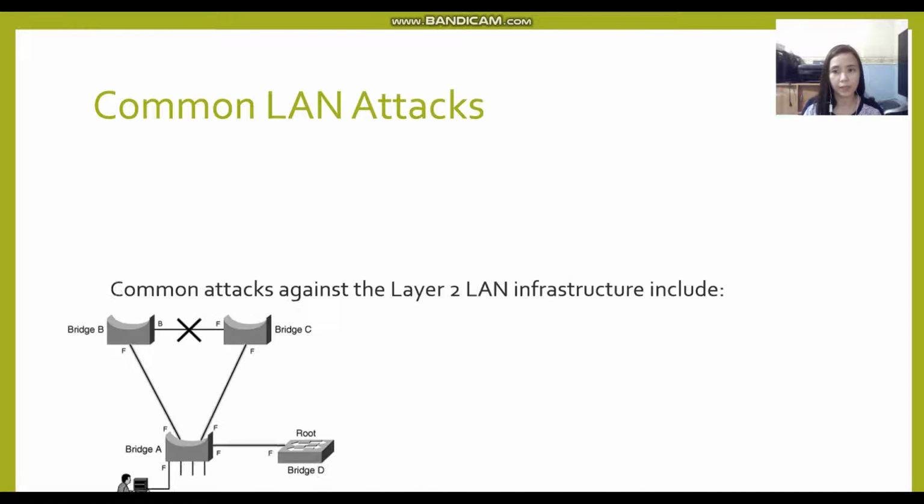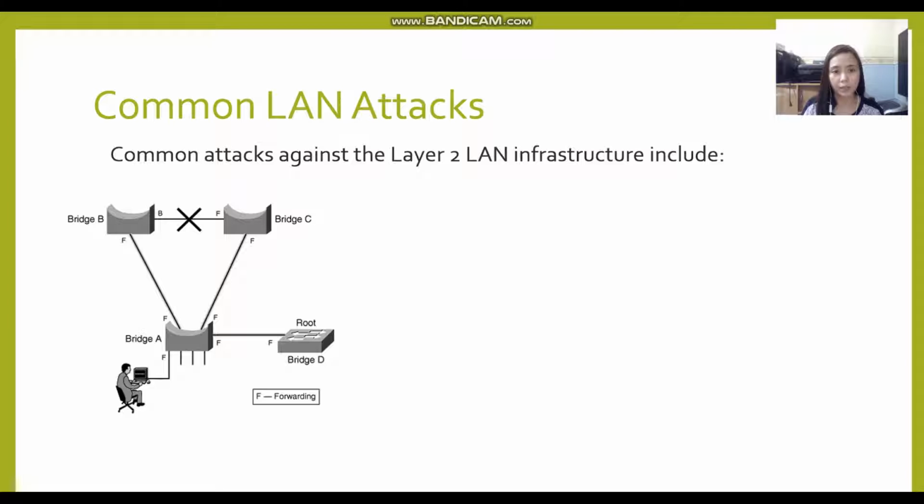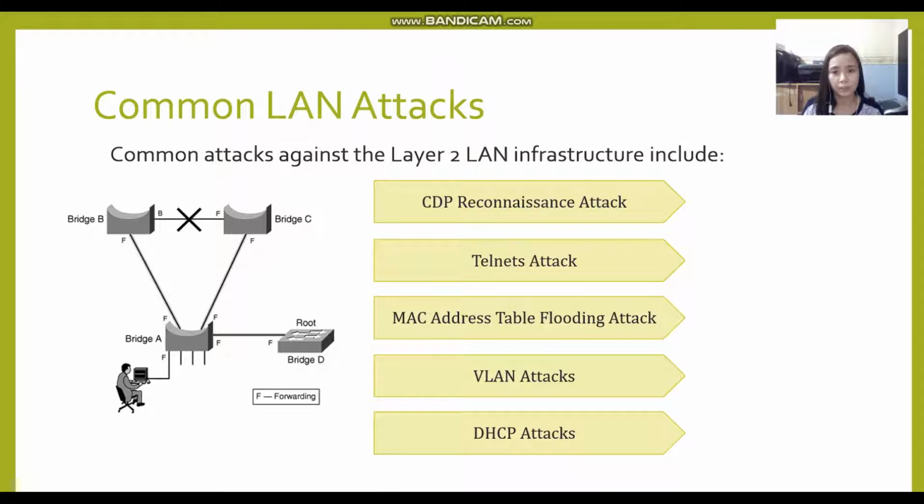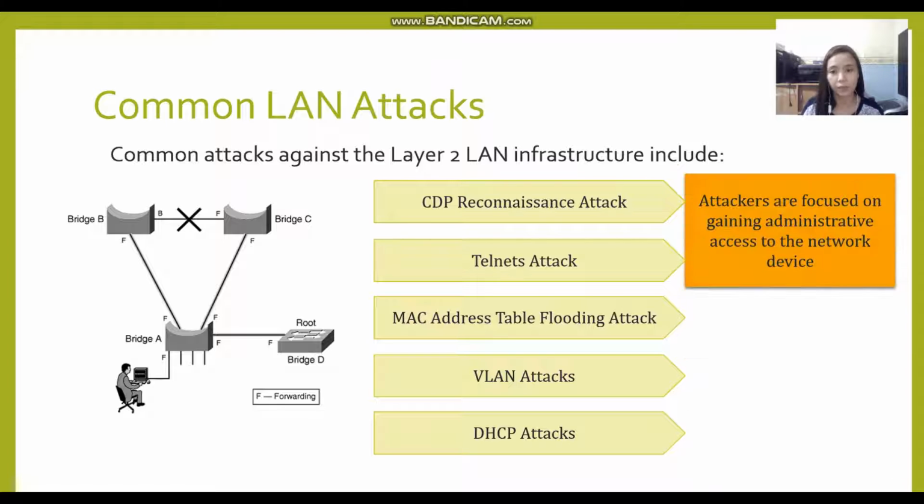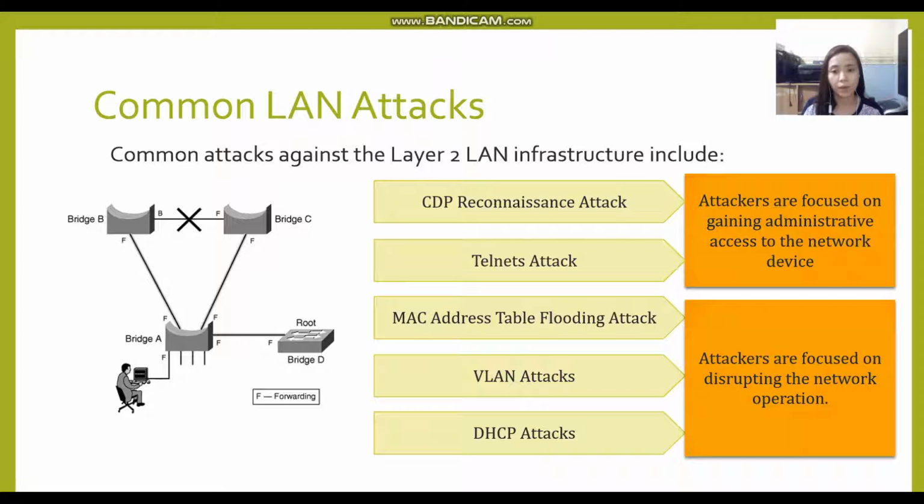Common LAN attacks against the Layer 2 LAN infrastructure include the CDP reconnaissance attack, the telnet attacks, the MAC address table flooding attack, VLAN attacks, and DHCP attack. The first two are where the attackers are focused on gaining administrative access to the network device, while the other three are when the attackers are focused on disrupting the network operation.